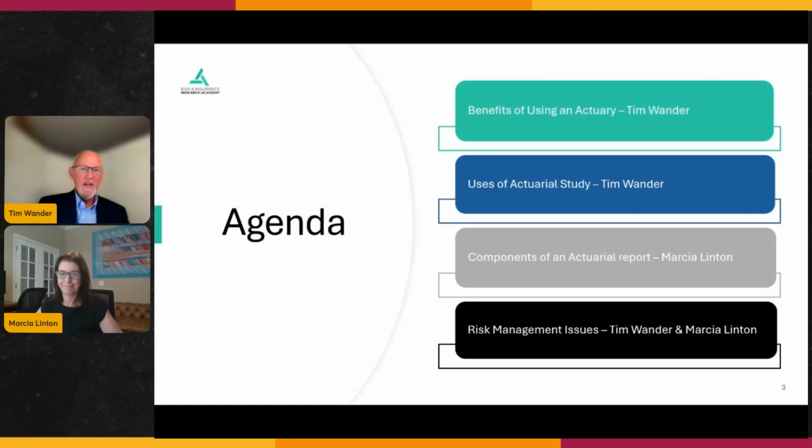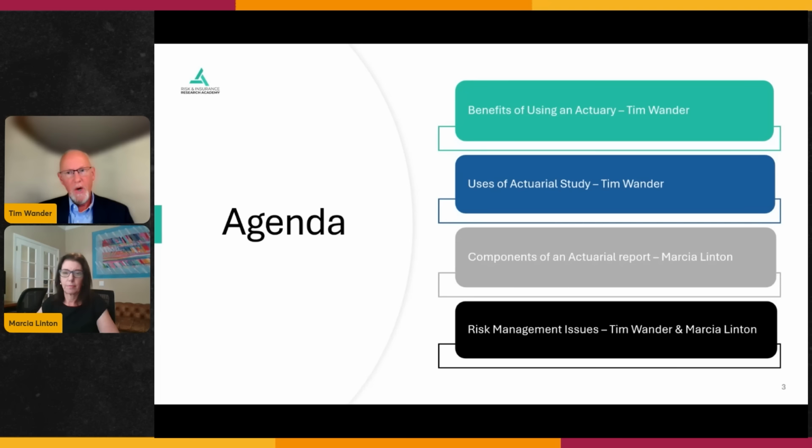Good morning, and thank you, Marsha, for that great overview of the learning objectives and for our agenda that we're going to be using today. First, we're going to talk about the benefits of using an actuary or an actuarial firm in the review of our reserves. Then we'll talk about the uses of an actuarial study. So in using that actuary, they're going to produce an actuarial study. All right, how, as a risk management professional, can we use that actuarial study in our job as risk professionals?